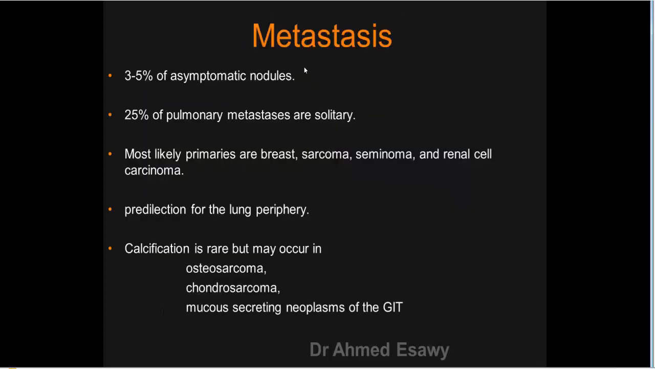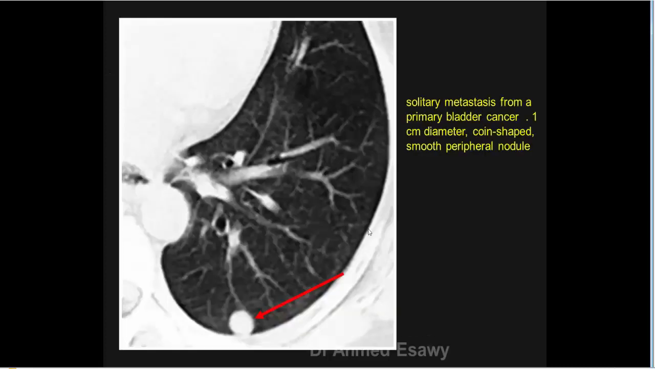Metastasis may present as a solitary pulmonary nodule in 3 to 5% of asymptomatic nodules, and 25% of pulmonary metastases are solitary. Most likely primaries are breast, sarcoma, seminoma, and renal cell carcinoma, with predilection for the lung periphery. Calcification is rare but may occur in osteosarcoma, chondrosarcoma, and mucus-secreting neoplasms of the GIT.